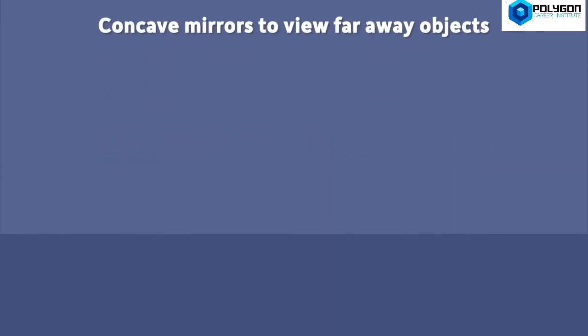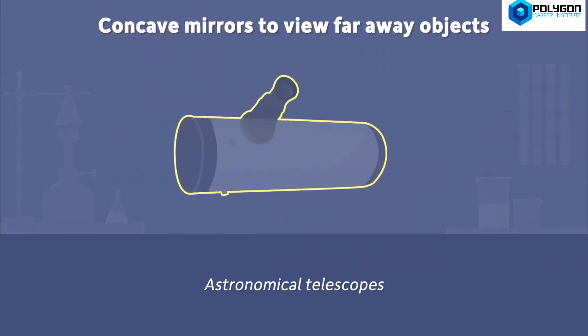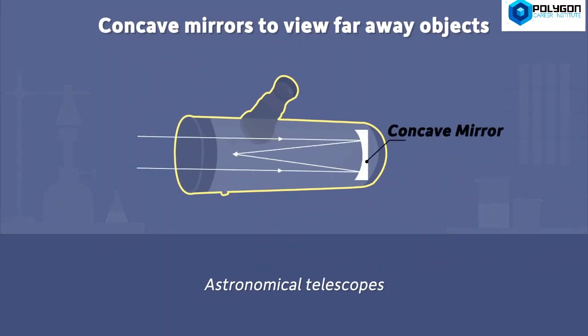Where else in the world do we use these types of mirrors? We can use concave mirrors to view objects which are very far away from us. Yes, I am talking about astronomical telescopes. How is a concave mirror used in a telescope? When the parallel rays of light from the distant star enter the telescope, they fall on the concave mirror, which is placed on the opposite side. This concave mirror then converges all the light at a focal point. So the image of the star is formed at this point in space.